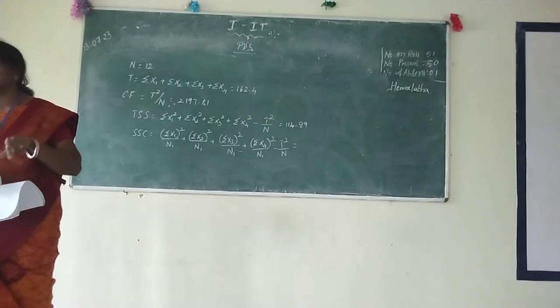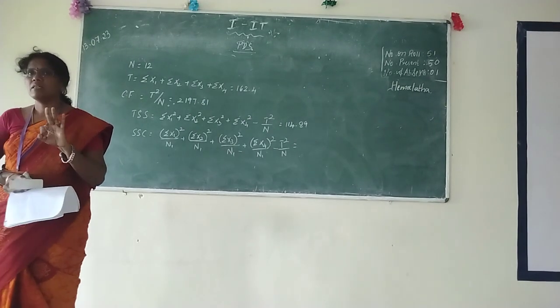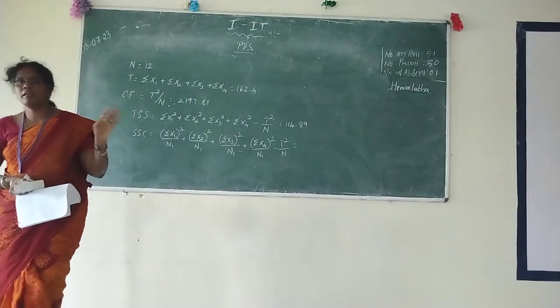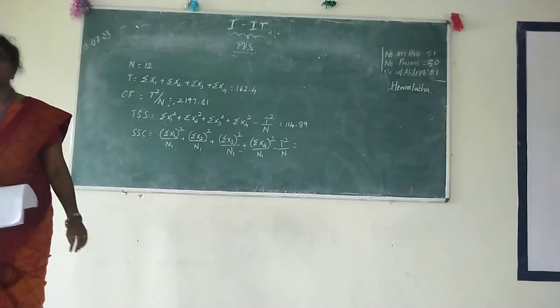Vertical values are there. First column there are 3. Second column 3. Third column 3. Fourth column 3. Write it. Substitute and get the answer.